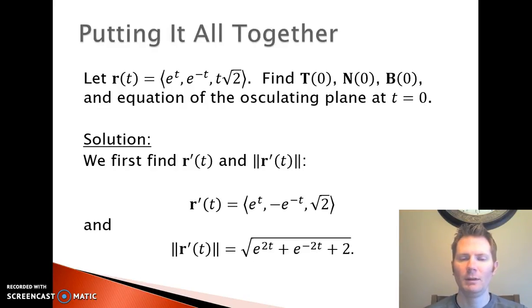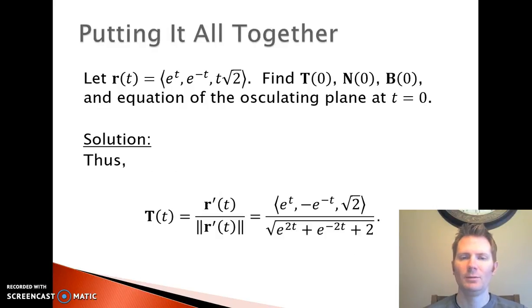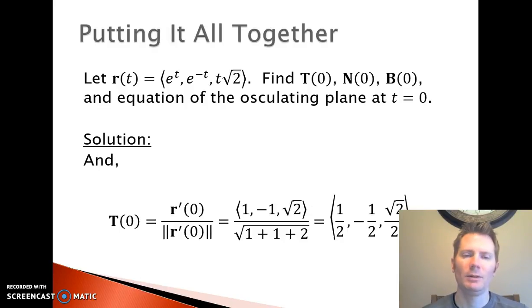So we have r prime, we have the magnitude of r prime, therefore we can produce T of t, r prime of t divided by the magnitude of r prime of t. And so that's the function that would give you the unit tangent vector at any time t. We care particularly about T of 0, so finding that vector simply requires us to plug in 0 into that equation, and we get the vector you see there at the end. 1/2, negative 1/2, square root of 2 over 2. Notice the magnitude at 0 ends up becoming the square root of 4, which is just 2.